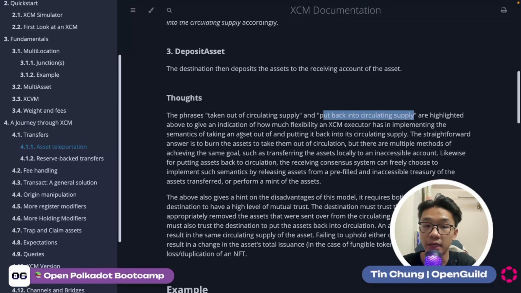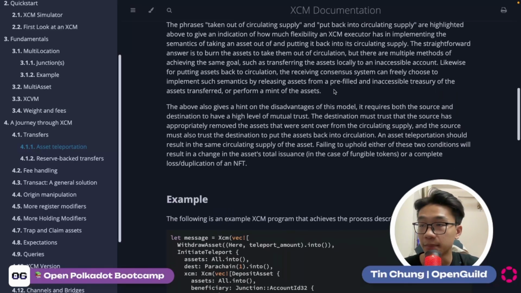For example, if you send an NFT from one chain to another chain and you take it out of circulation but you don't put it back into circulation, then the token circulation is incorrect, because you might have a duplicate token on one chain, or you might be missing a token when you send it to the other chain. The reason it says "taken out of circulating supply" and "put back into the circulating supply" is that there are actually a lot of methods you can apply to do the transferring.